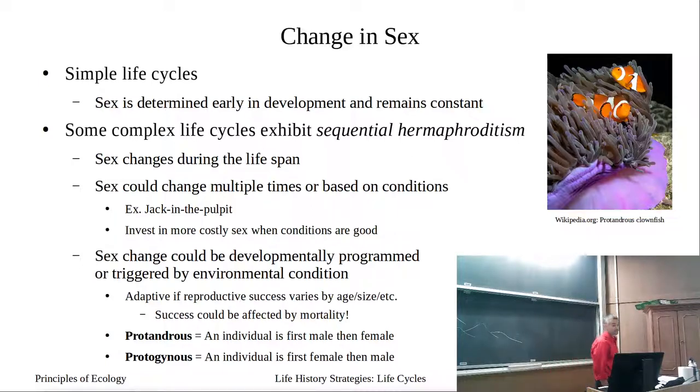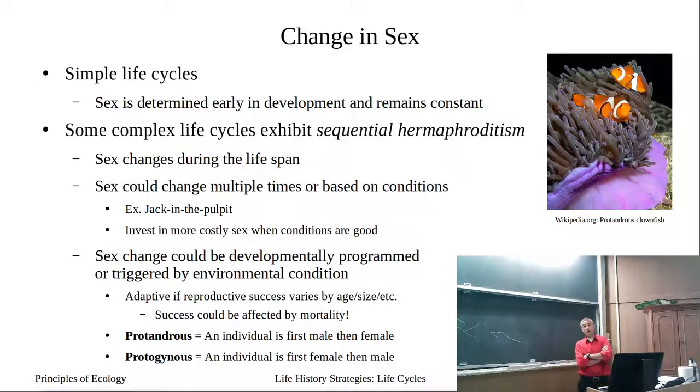What causes that could be due to conditions. And it might not just be once. It could be multiple times, where they flip back and forth based on the conditions. So we talked about Jack in the Pulpit. That's the plant that's out on the forest floor. Whether or not it produces male versus female flowers depends on the environmental conditions, the resources. Since we know the female flowers are more energetically costly, it makes more sense to only produce those flowers when you end up finding a light gap, or if you end up germinating in a light gap, right?